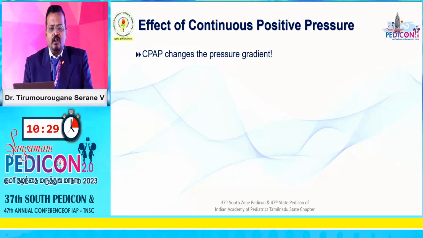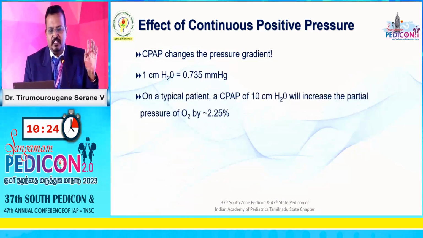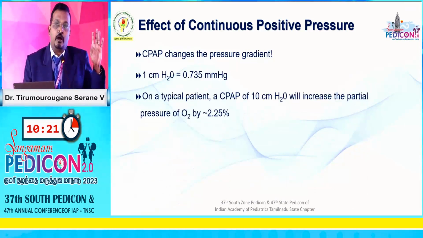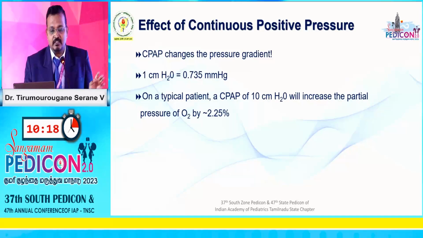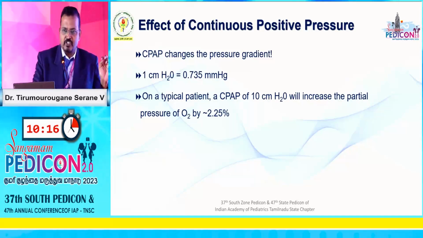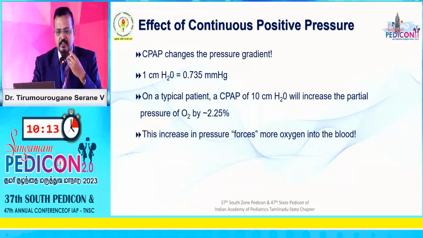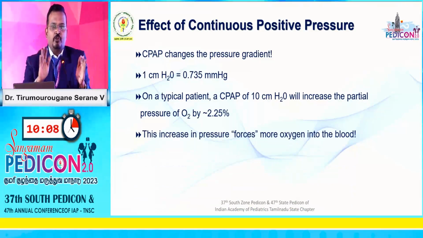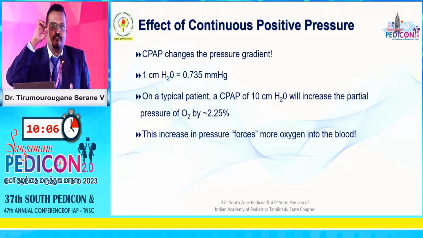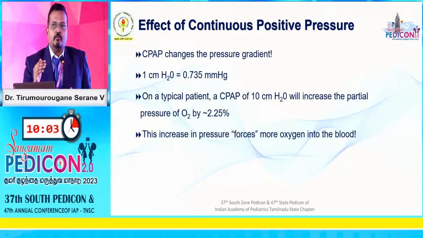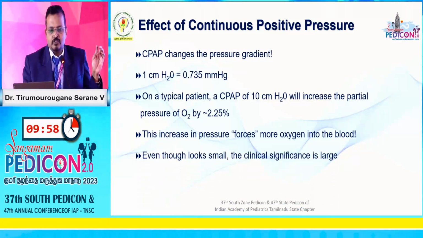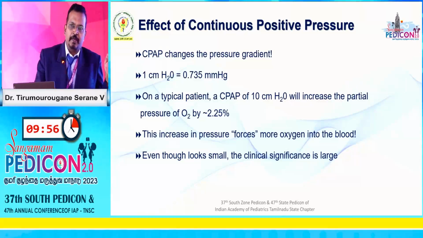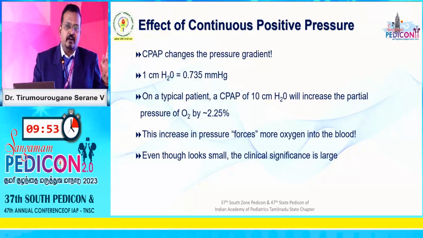So, all the CPAP does is change the pressure gradient. In a typical patient, let us say we go up to a maximum pressure of 10 centimeters, the partial pressure of oxygen goes up by about 2.25%. As a result, just think about it, we are forcing more oxygen. Even at a FiO2 of 21%, the amount of oxygen which gets forced into the blood is higher than what we can do without positive pressure. So, even though this may not look very great on paper, it has a very significant impact.